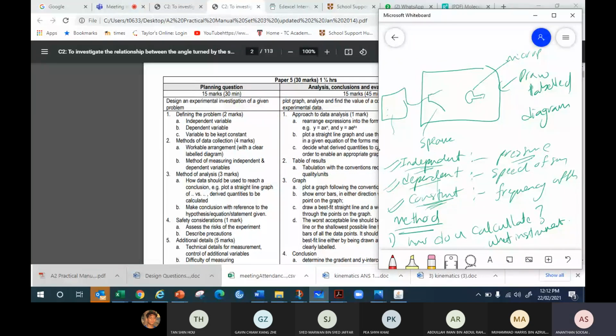Okay. How do you measure the independent and dependent variables? How do you make the variable to be kept constant?